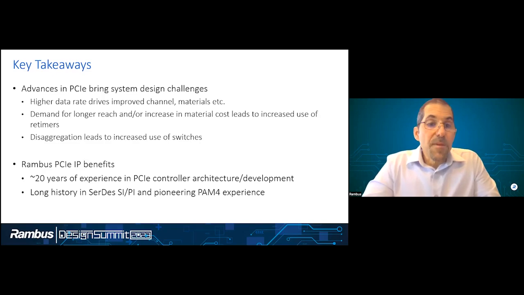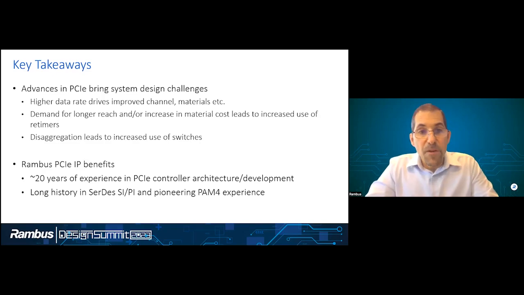Rambus PCIe IP benefits from over 20 years of experience in PCIe controllers, architecture and development, and a very long history of SerDes, signal integrity and power integrity, and the pioneering of PAM4 experience for our customers.